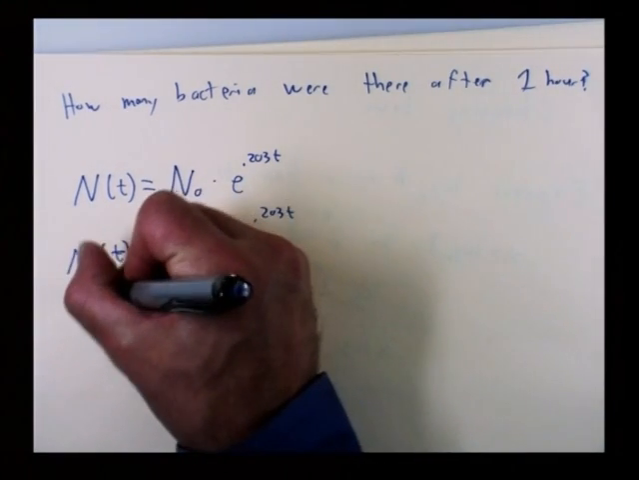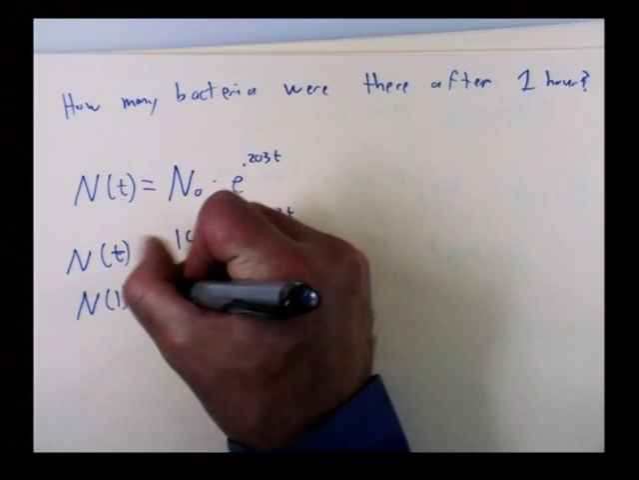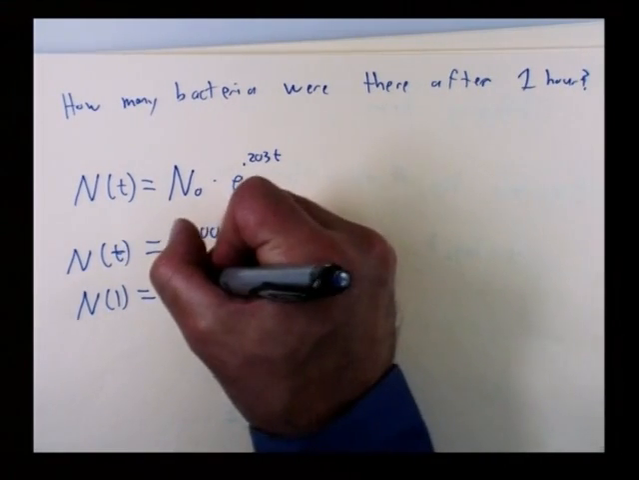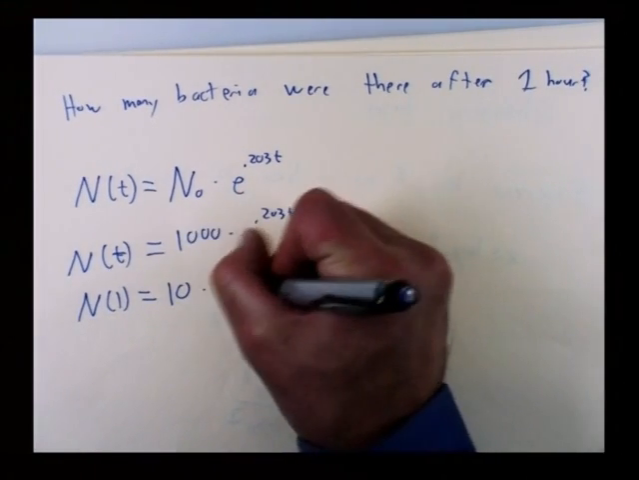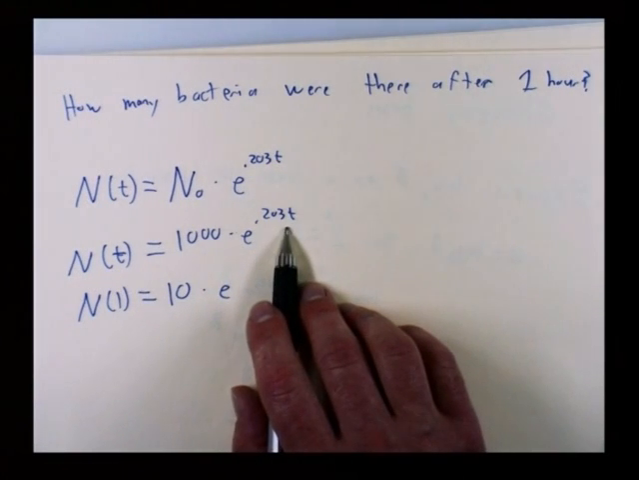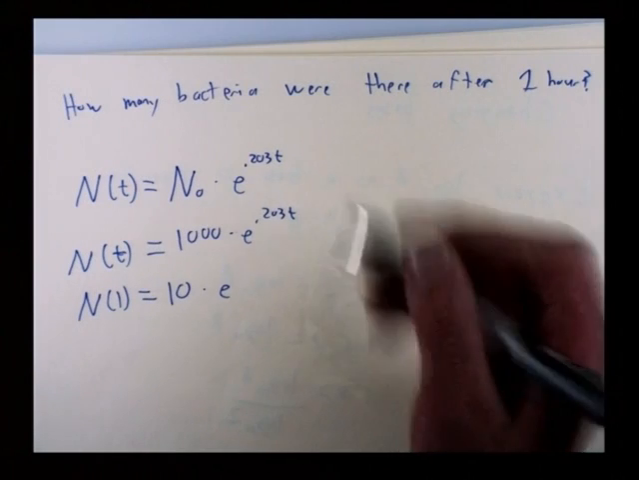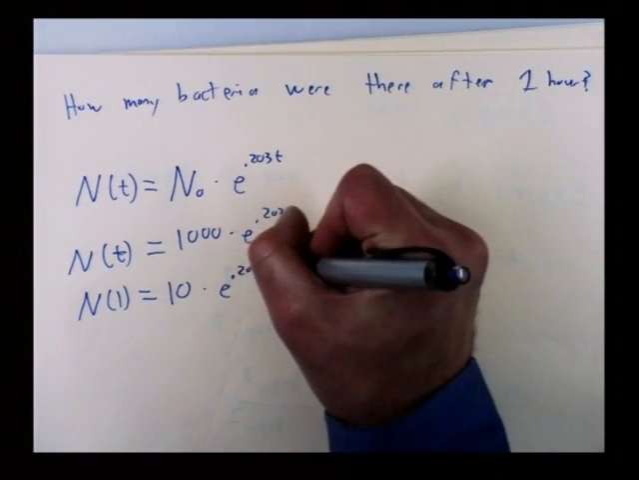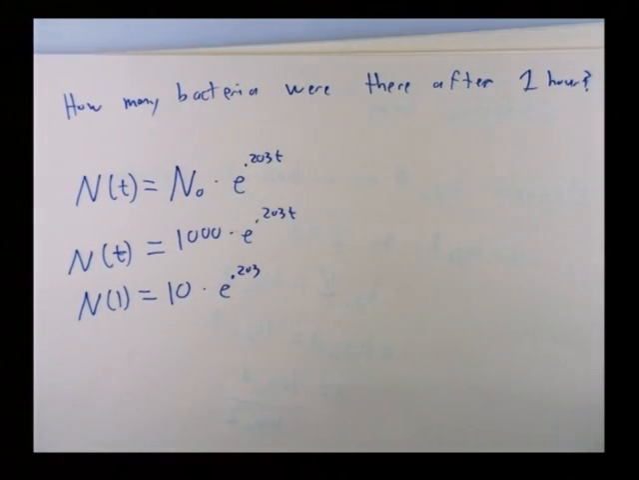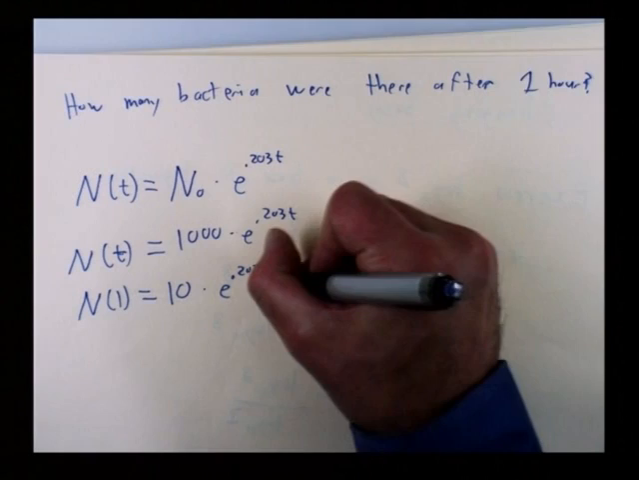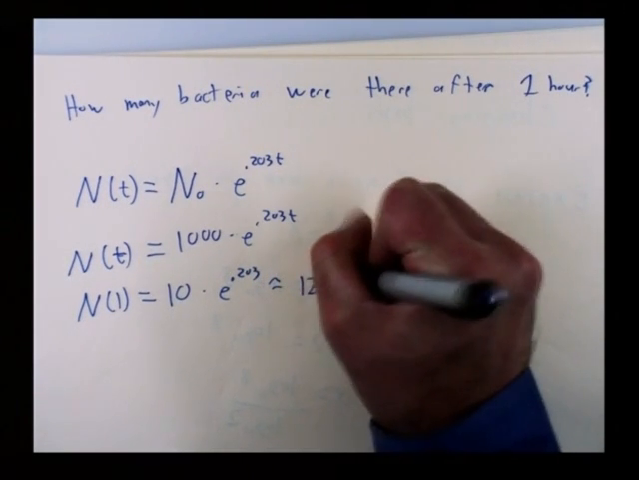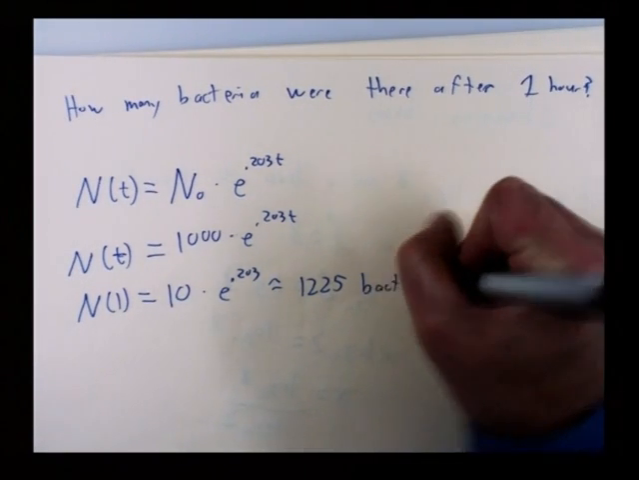After 1 hour, I should have n of 1. And n of 1 here is simply going to be 1,000 times e to the, well, 0.203 times 1 is fairly easy to find. We already know that that's 0.203. E to the 0.203. And again, I recommend you do this with me. We plug this directly into our calculators and find it's about equal to 1,225 bacteria.